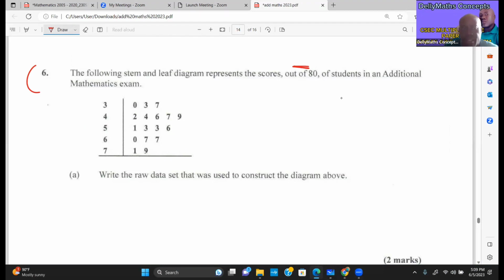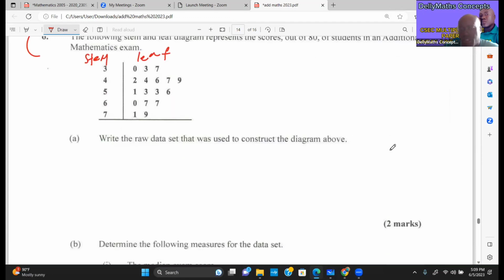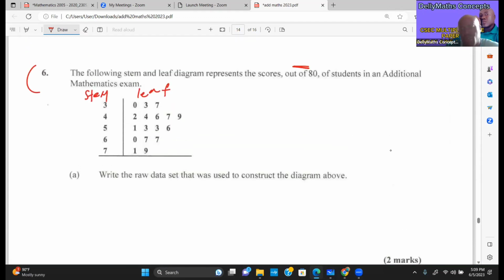All right, so we see the stem and the leaf. We normally call this part the stem, and over here we actually have the leaf. The first question says, write the raw data set that was used to construct the diagram. So they want to know if we're able to interpret what this is. Remember, for the stem, this is 3 with a 0. That means there's a 30. So there is a 30, there is a 33, there is a 37. So these are like the ones and these are like tens.